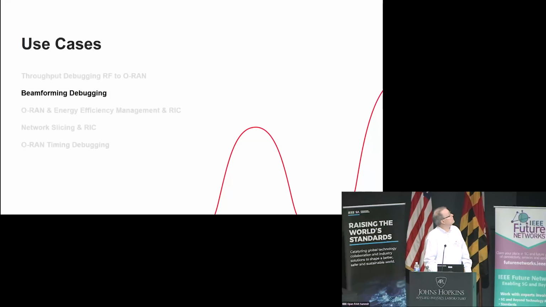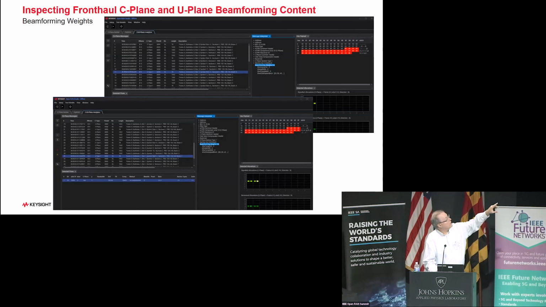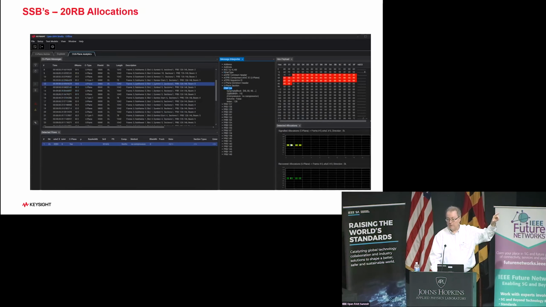Okay. So let's really quickly look at beamforming. In beamforming here, what we're doing is taking a DU emulator, driving an RU, and doing captures at the output. We're sub-6, but if you were at FR2, you could do this over the air as well. Looking at that same ORAN traffic across the front haul, we can actually see the beam coefficients here. So we can look to see exactly what beam coefficients were sent across that air interface, across the front haul.